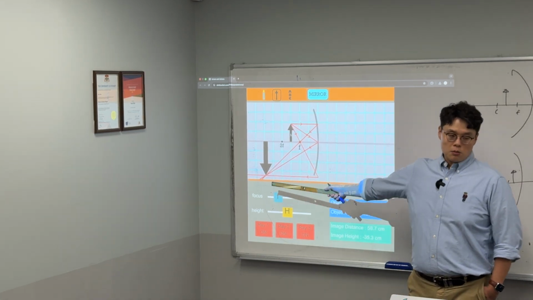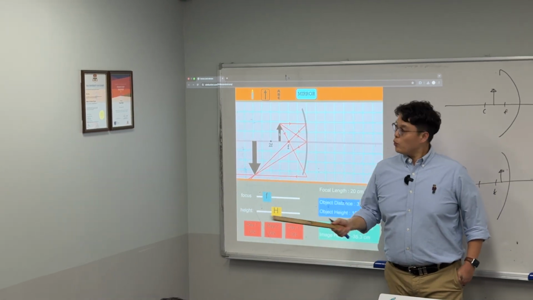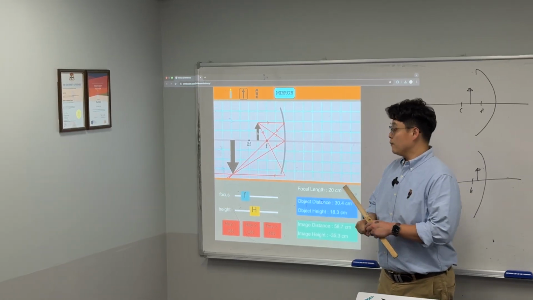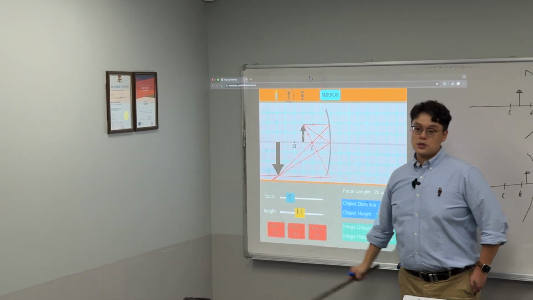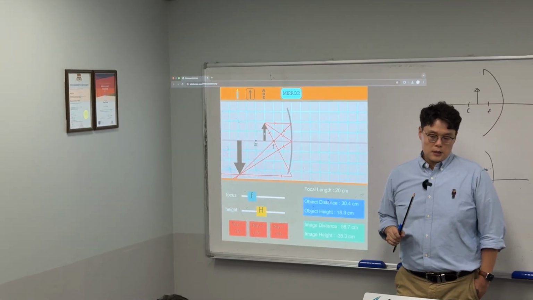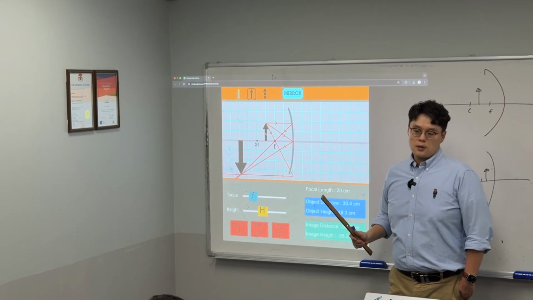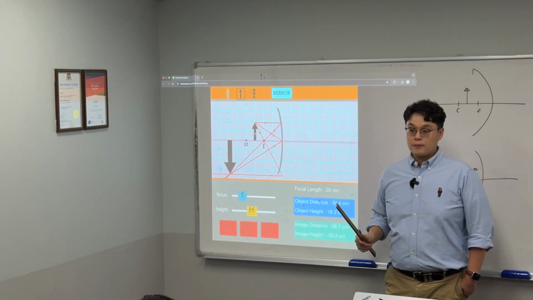So let's describe this image. Look at what the image is. Would this be real or virtual? Real. It's real, in the real world over here. Good. Upright or inverted? Inverted. Inverted. Is that diminished, magnified, or no change? It's magnified.